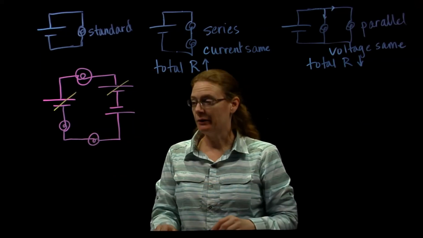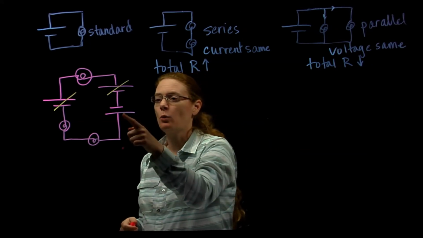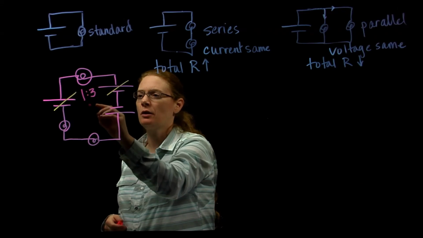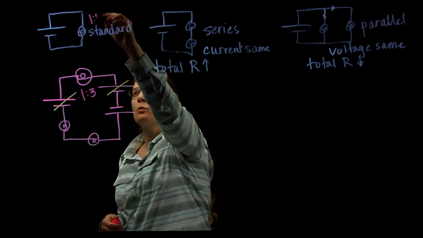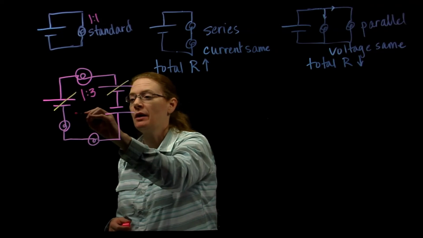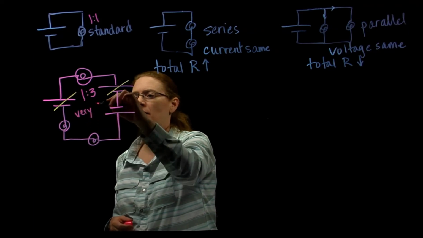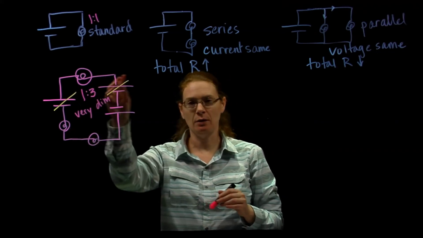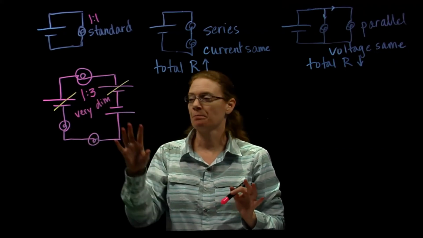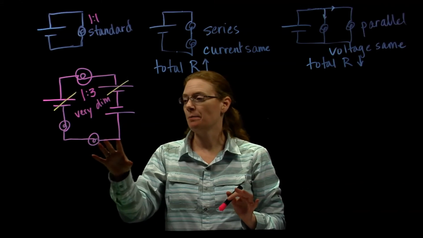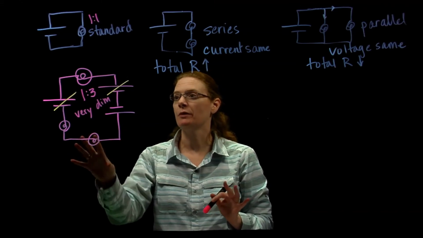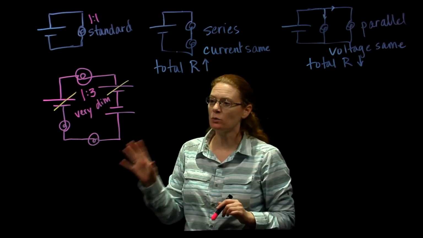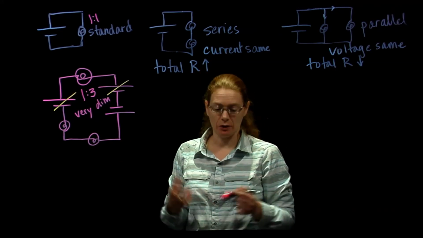So what we have in this circuit is 1 battery to 3 bulbs. So each of these is a 1-to-3 ratio. And if standard is a 1-to-1 ratio, this is going to be very dim, 3 bulbs. So 3 bulbs with 1 battery, those are all going to be lit equally, because in series with equal resistance, the bulbs all light up equally, and because there's 3 of them, it's going to be very dim. There's not a lot of current going through this one. So that's one example of a series circuit.